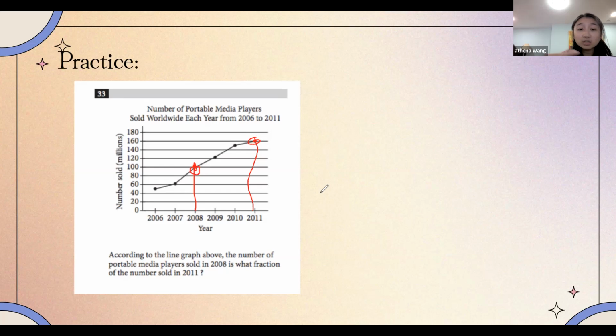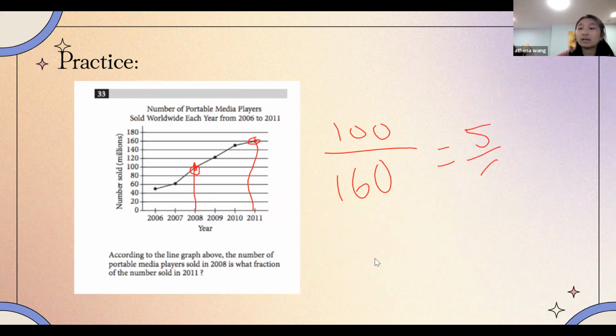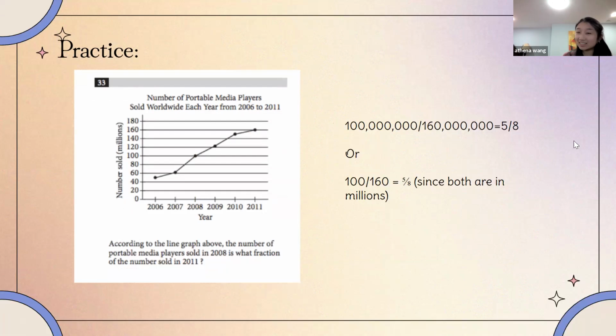So we have 100 million divided by 160 million. And the millions basically cancel out. So this would just get us 5/8. So you could have done it by writing out 100 million and 160 million, or you could have just canceled out the millions and have just done that.